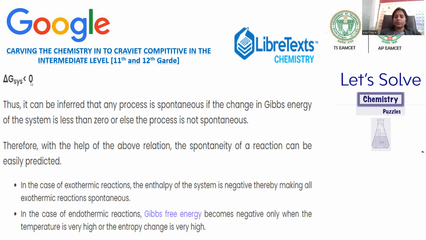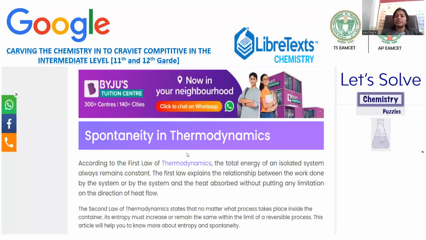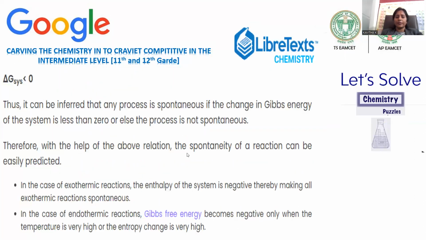Less than zero indicates what? Delta G will be negative. For a spontaneous reaction, delta G must be negative. This is the second condition that we require. For a spontaneous chemical reaction, delta G negative, that exactly maps to what we are saying. And we are maintaining constant temperature and pressure, being a standard condition. Let's go with the Nernst equation for the galvanic cell being derived from the Gibbs equation. We have to explain that.